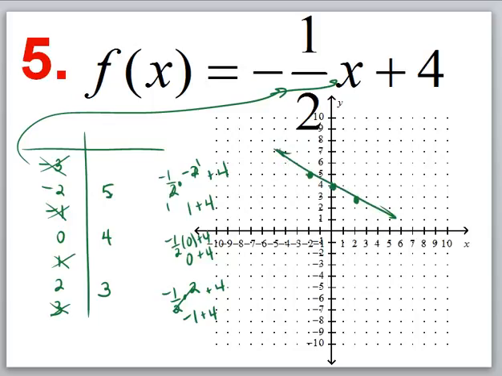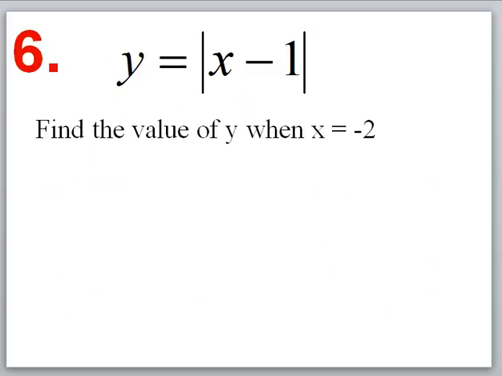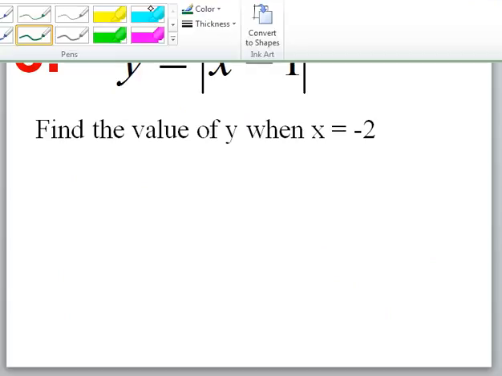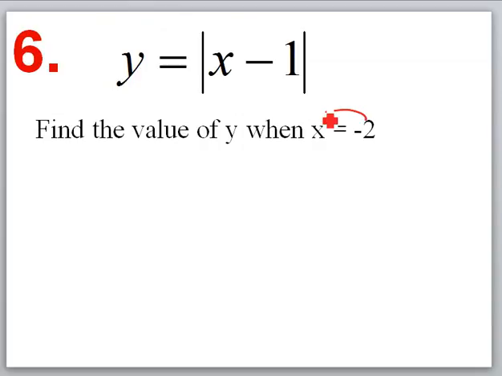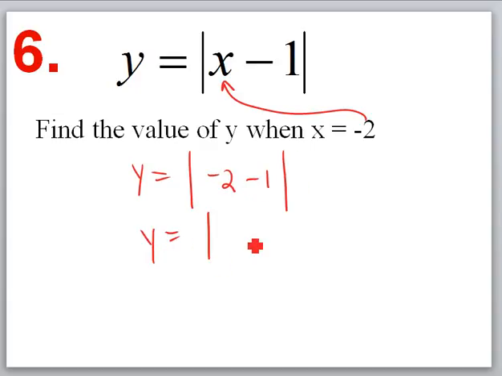Alright, and the last example is not one of graphing, it's just asking me to find the value of y when x is -2. So I could just be asked to do something as simple as that, which means all I need to do is take and plug in that number. So y equals absolute value, replace your x with a -2, minus 1. Well, that gives me absolute value of -3. Absolute value of -3 is 3.